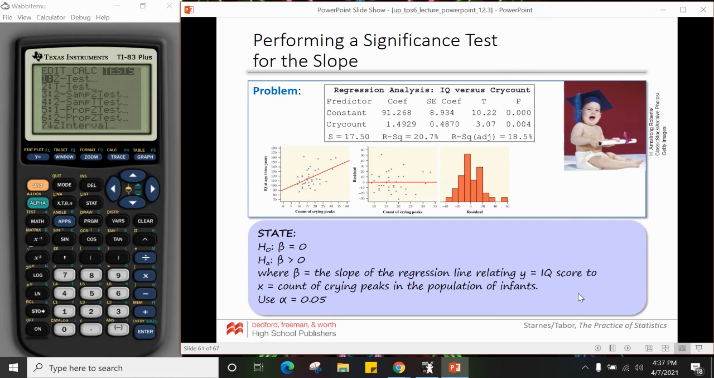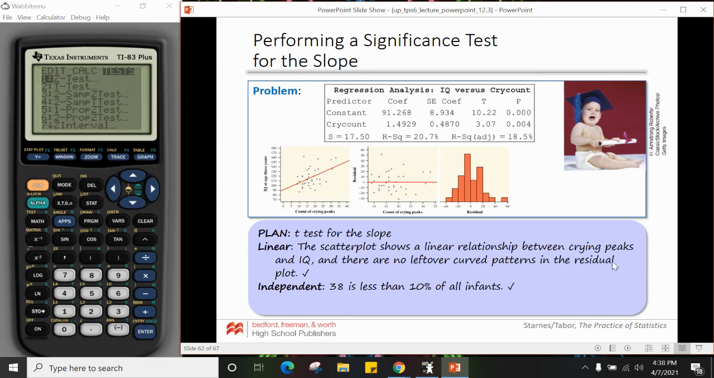First one, state: my null hypothesis is that my slope is 0, and then my alternative is that my slope, or my beta, is actually greater than 0. And that's beta, where beta equals the slope of the regression line relating y equals IQ scores to x equals count of crying peaks in a population of infants. And we're going to use alpha equals 0.05. So those are the 3 things you need in your state phase: null hypothesis, alternative hypothesis, and alpha level.